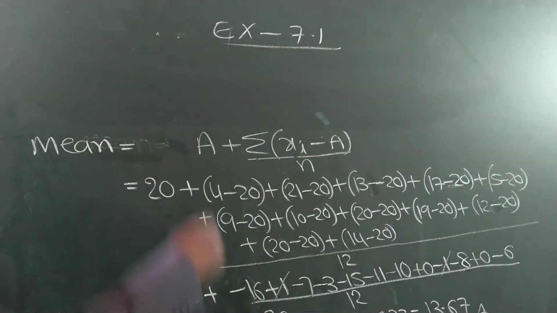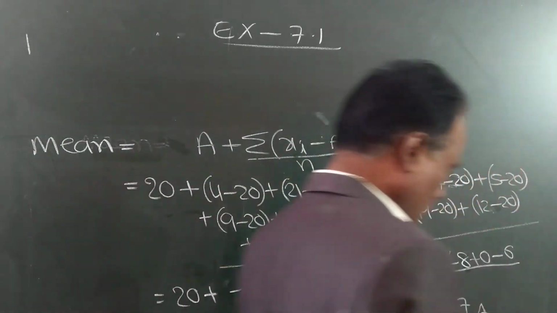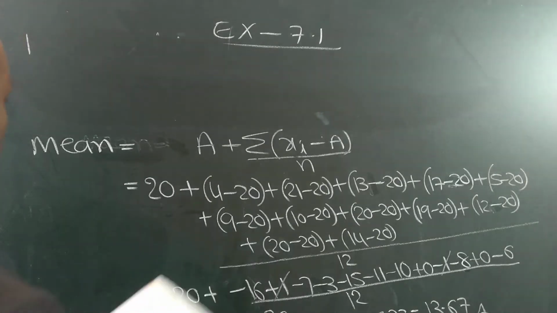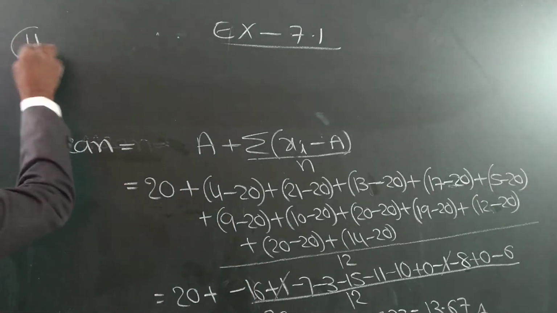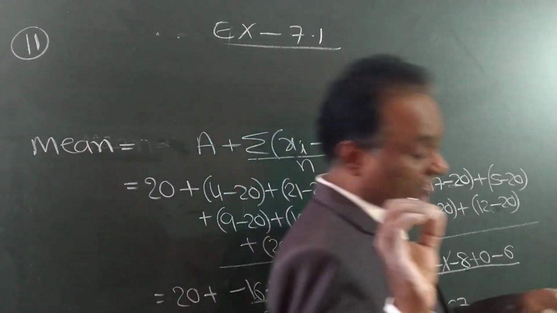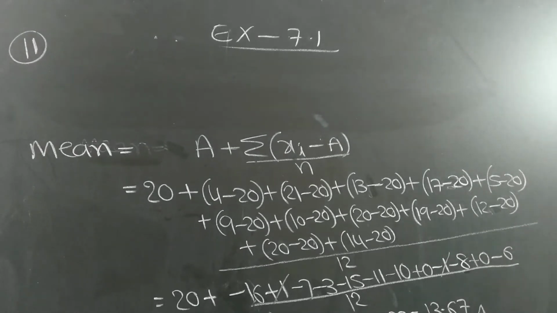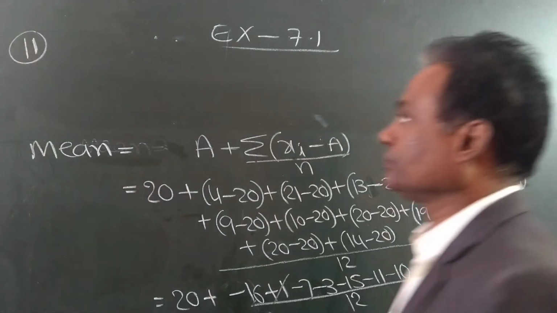So practice this problem. Next, the 10th is completed. Last problem in arithmetic mean. So the 11th problem is the last one after this new formula. So up to 11 are based on arithmetic mean problems. This is the last problem in mean. After that we are going to solve on median and mode.